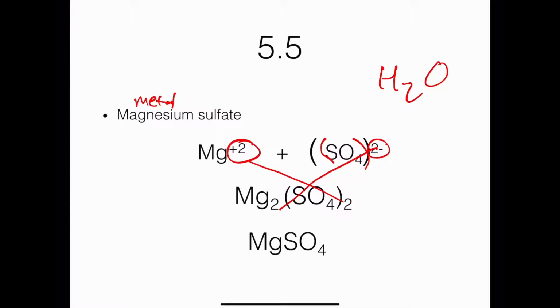We also do not need parentheses in this case. Parentheses are only when there's going to be a subscript on the outside. So in this case, we do not need to put the parentheses there. So it's only necessary to write MgSO4.